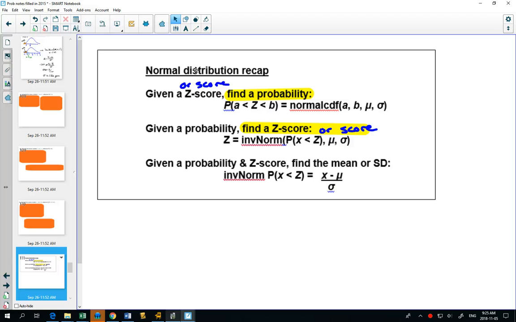And the last one that we did with the television is sometimes you want to find the mean or standard deviation. And in those cases, you're going to have to use your inverse norm first to find a z-score. And you have to use the inverse norm with a standard normal distribution. And then use the formula to figure out either the mean or the standard deviation. So with normal distributions, these are the 3 main types of questions.